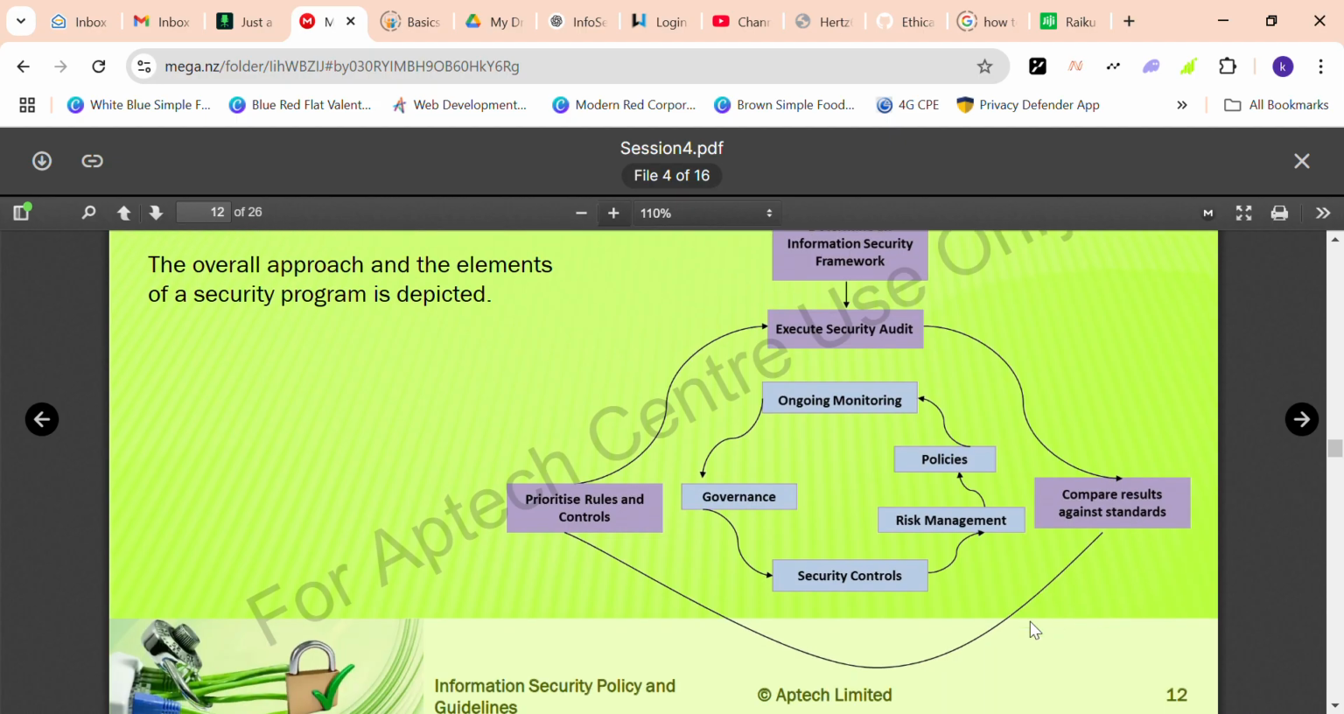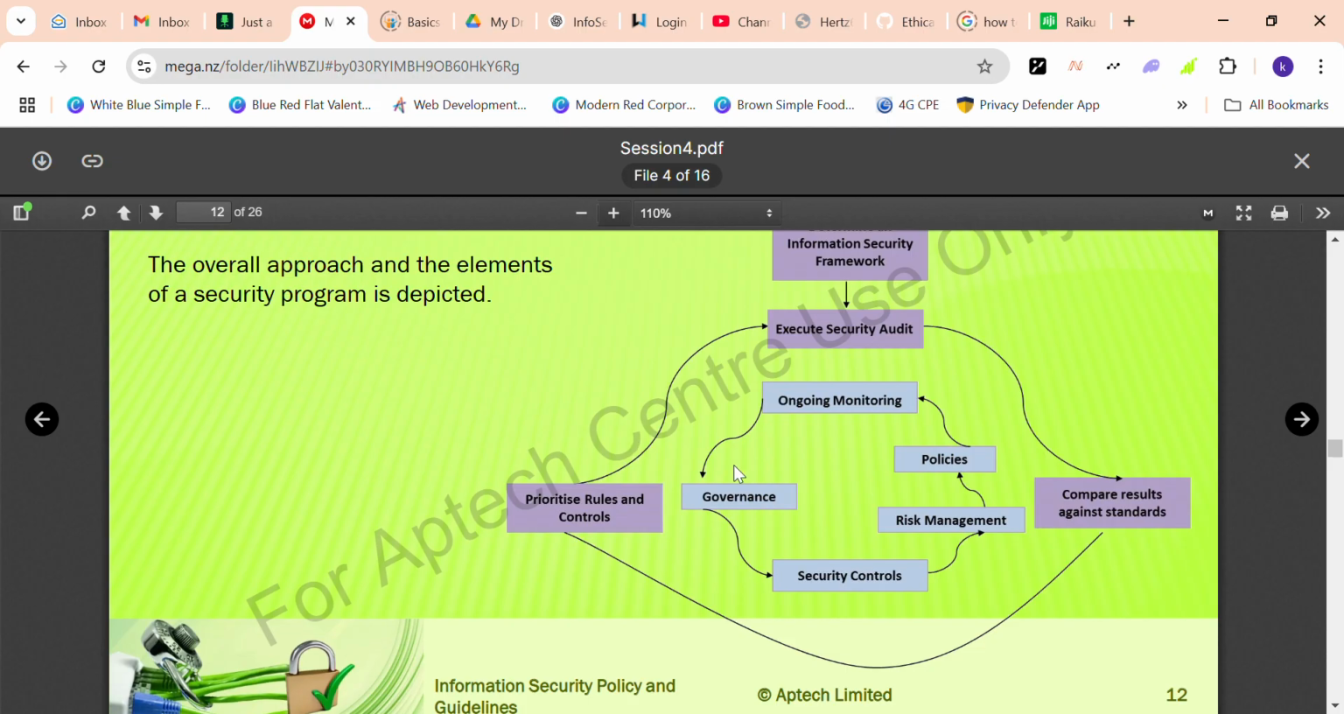Now you go to prioritize rules and control. From prioritize rules and control, you can come to execute the security audit again to check. With this kind of policy, we will be able to go. Now, ongoing monitoring has to be in place. Ongoing monitoring: monitor the governance, the security control, the risk management and the policy before you come back here. You keep monitoring the cycle again.